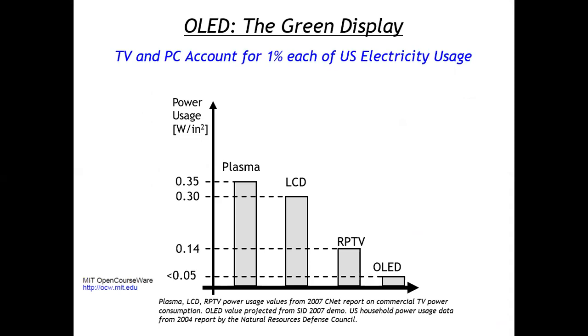OLEDs, which are the organic LEDs, are the new technology for green displays. So TVs and PC displays, which account for almost 1% of the US electricity usage, have started using OLEDs, which are way more efficient in using power.